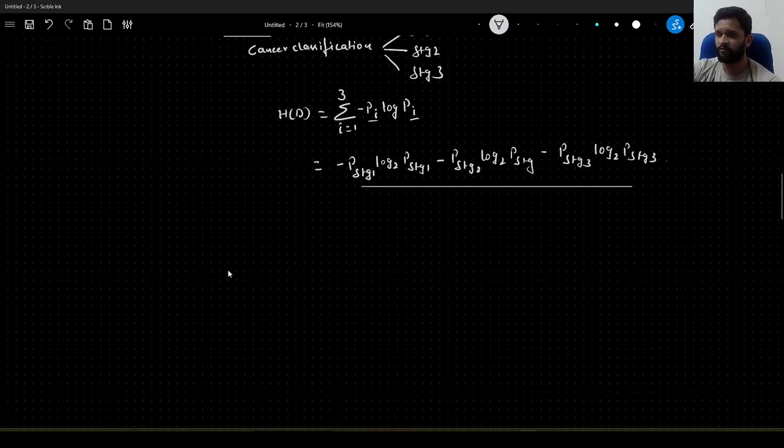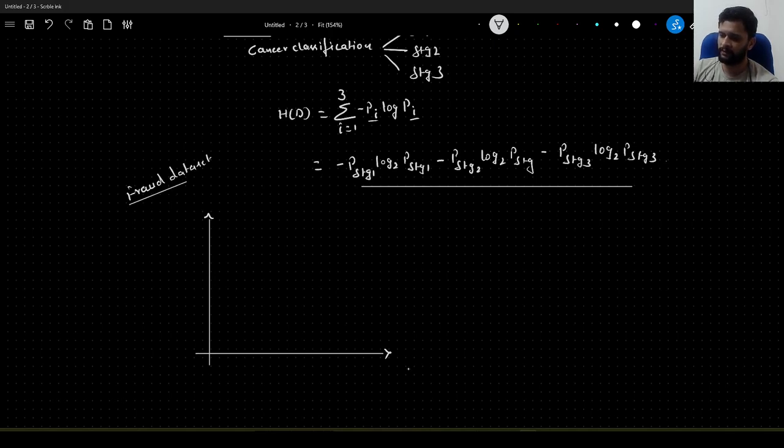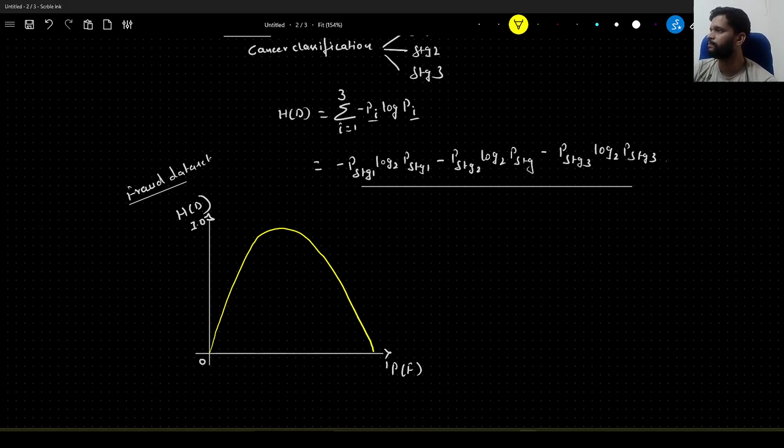Now, please concentrate here, one important thing. If I just plot the entropy for binary classification, let us consider the fraud data set that we have. Let me have the probability of fraudulent data on the x-axis, and on the y-axis let's have the entropy of the data set. If we plot it, the entropy will range from 0 to 1. So if I plot this, it will look somewhat like this. Okay, so this peak here will be 1. So this particular peak of this curve will be 1.0. That's the entropy.